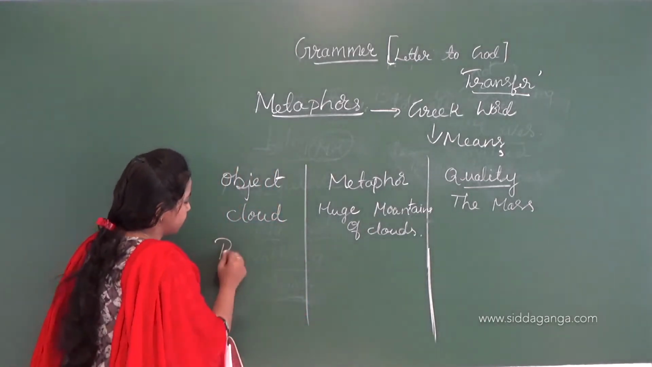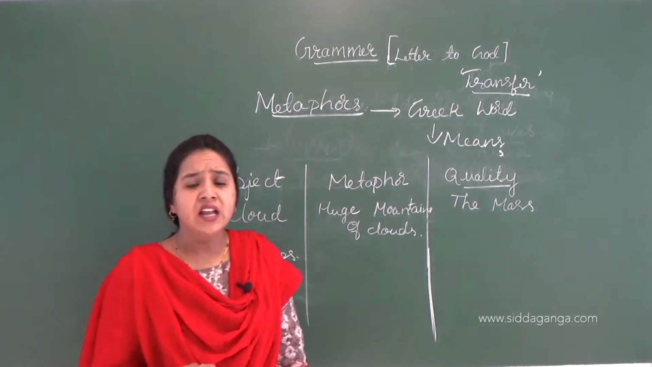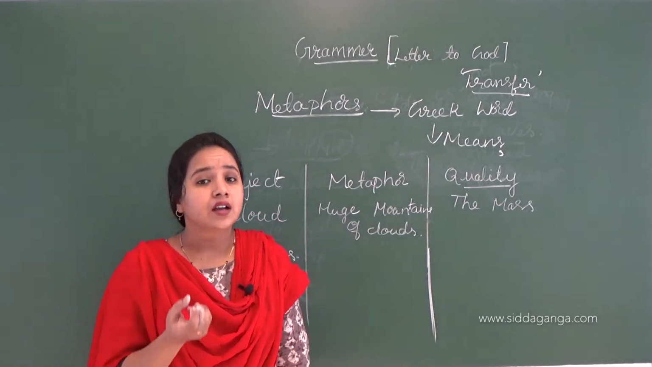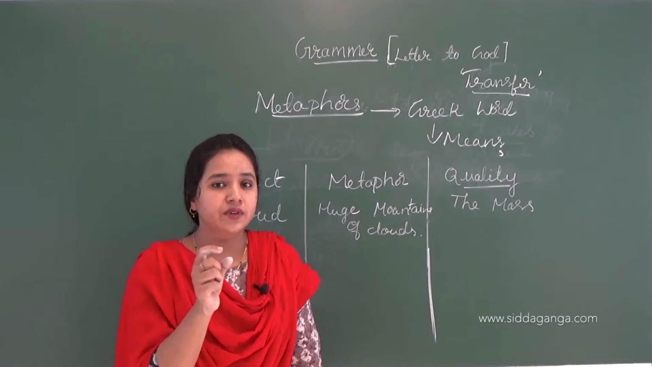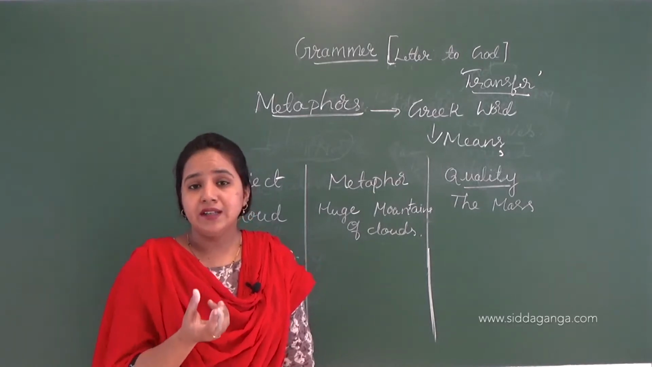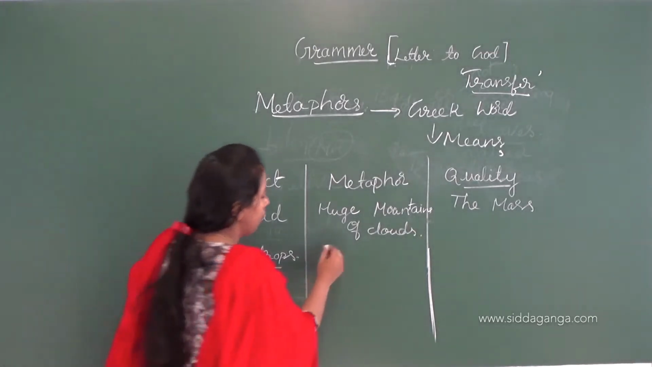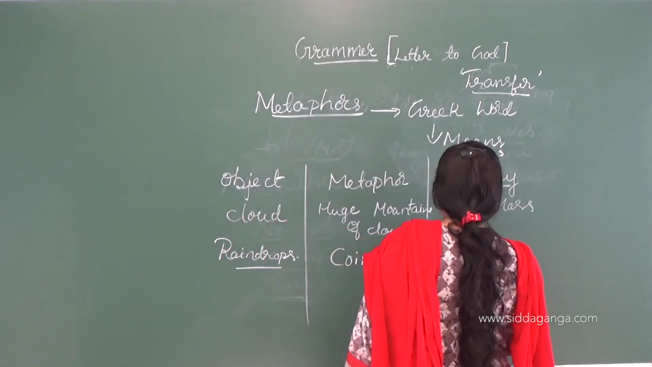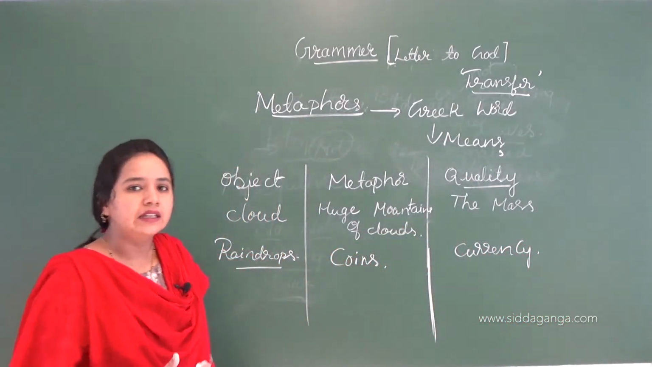Next is raindrops. In that lesson, the raindrop is compared to coins. What coins? New coins, pesos. You know, there is a word called peso. Peso means the currency which is used in Latin America. So now raindrops look like coins. Coins are nothing but currency. The quality is currency, a thing.